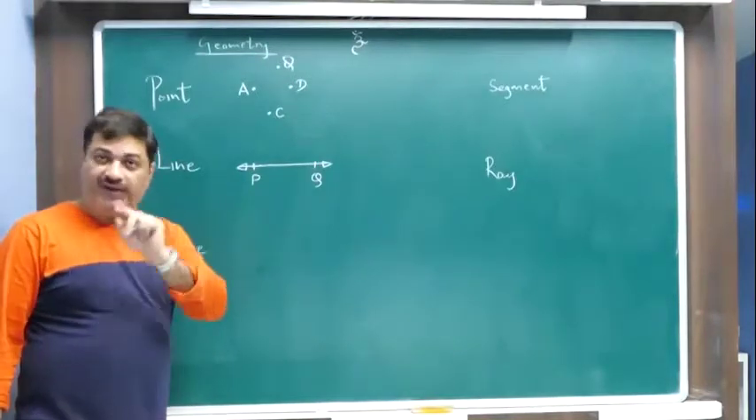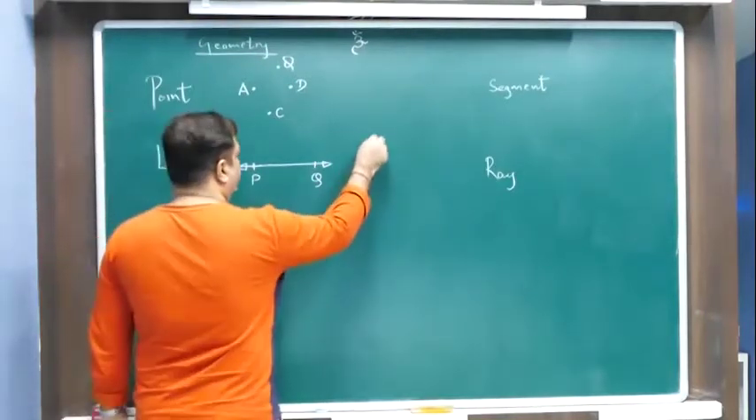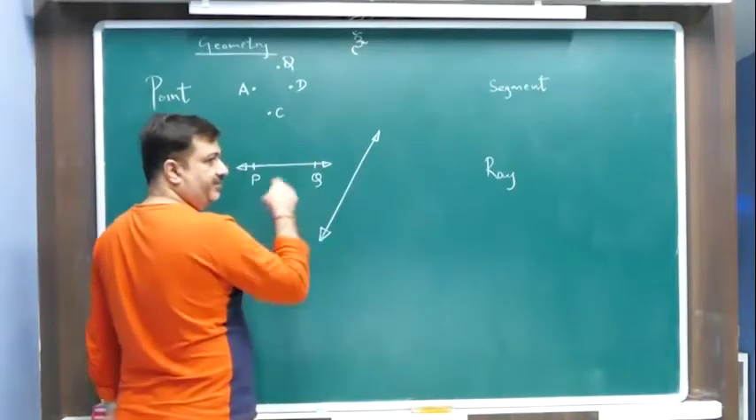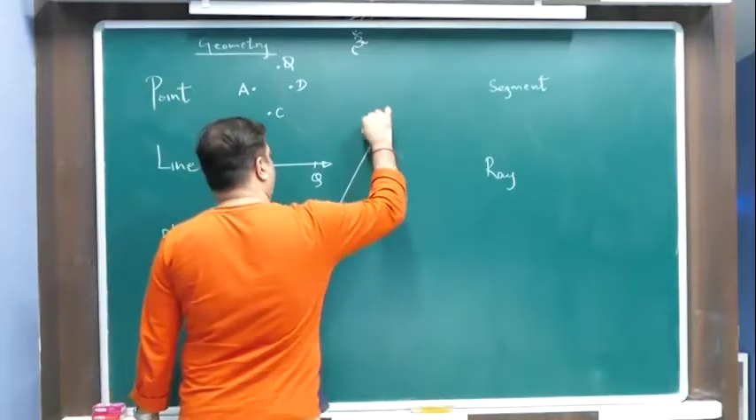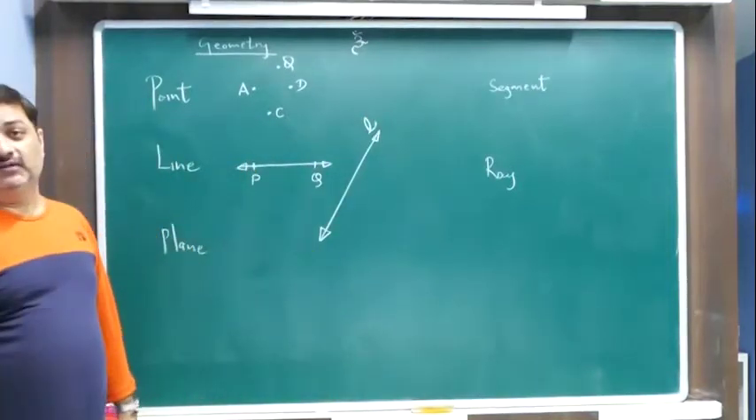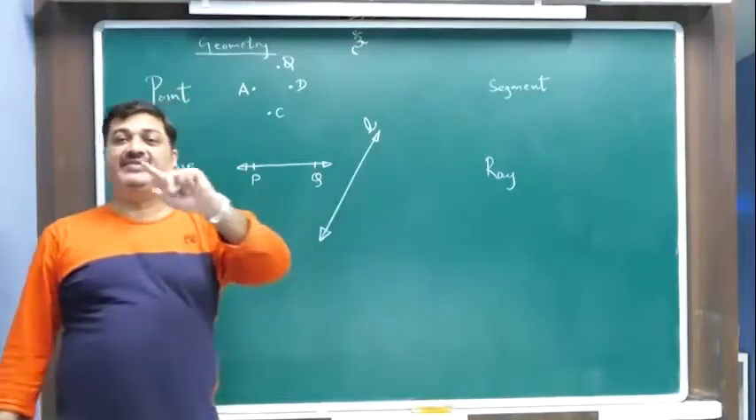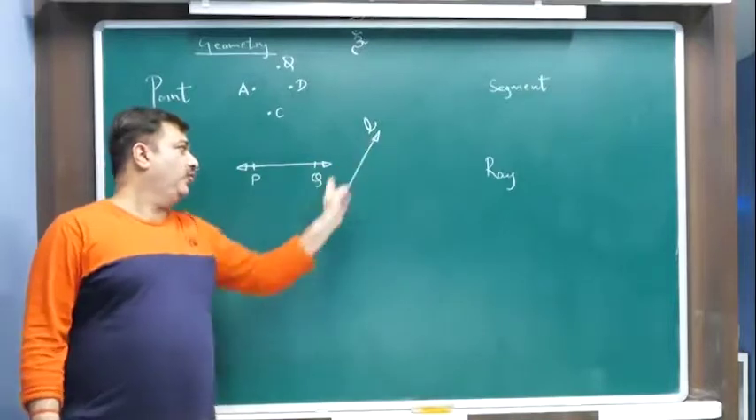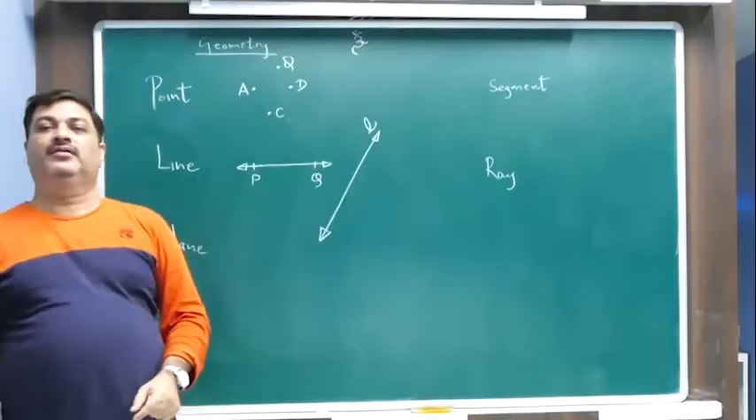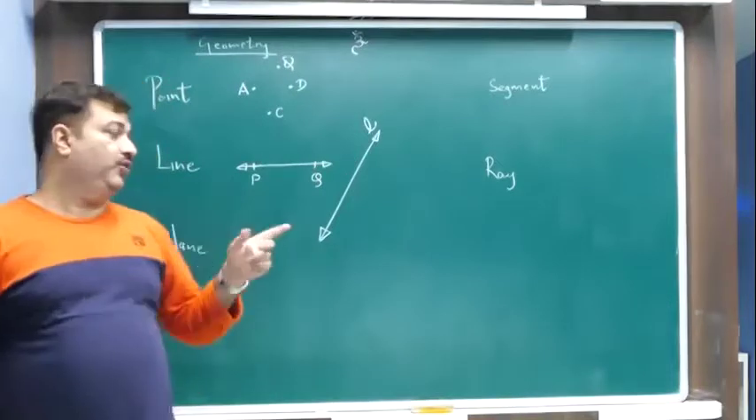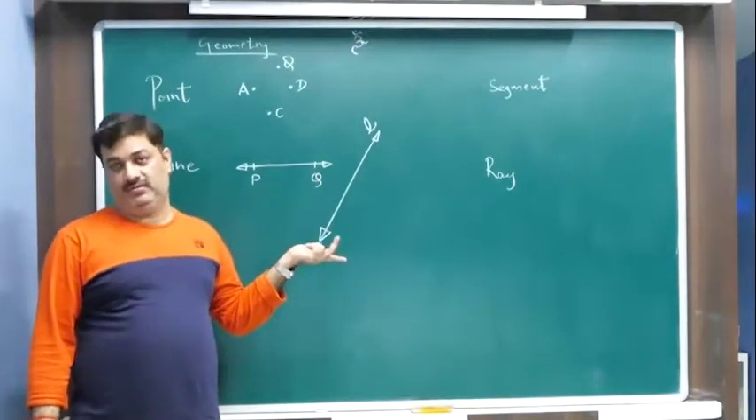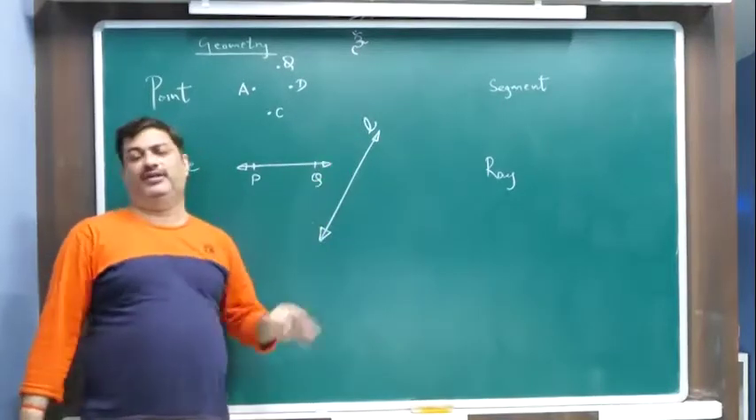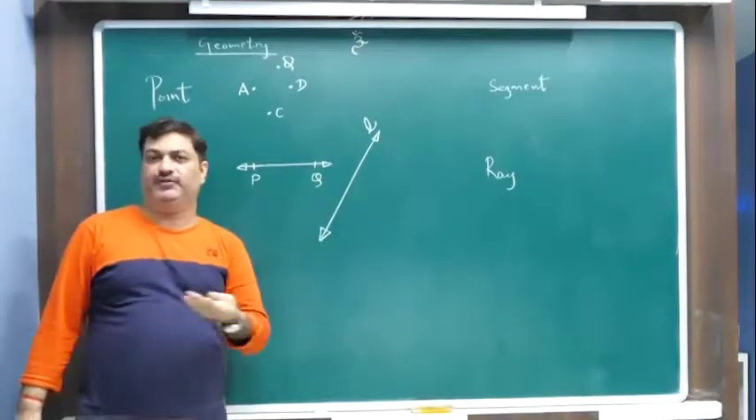But there is one more way of representing a line, and that is, let us say this is a line and I will write a small letter on one of the ends of the line. So that small letter on one of the ends of the line will be the name of that line. So what will I call this? I will call this line L. Okay? Any single small letter at the end of the line, either this side or that side, that's okay. Clear?